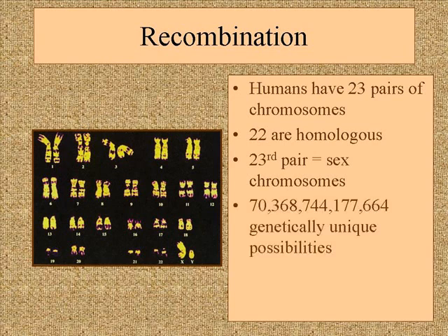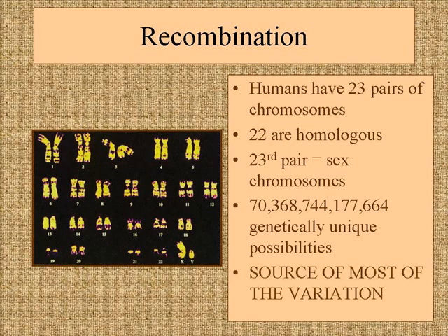There are some other things that can happen too in recombination. As the DNA is replicated, it can actually exchange segments with the other strand of DNA, creating some new possibilities. But it's estimated that through this process of recombination, 70,368,744,177,664 genetically unique possibilities could occur. So that's a lot of variation. That gives you a good idea of why no 2 individuals are exactly alike. You've got all these possibilities whenever this recombination is occurring.